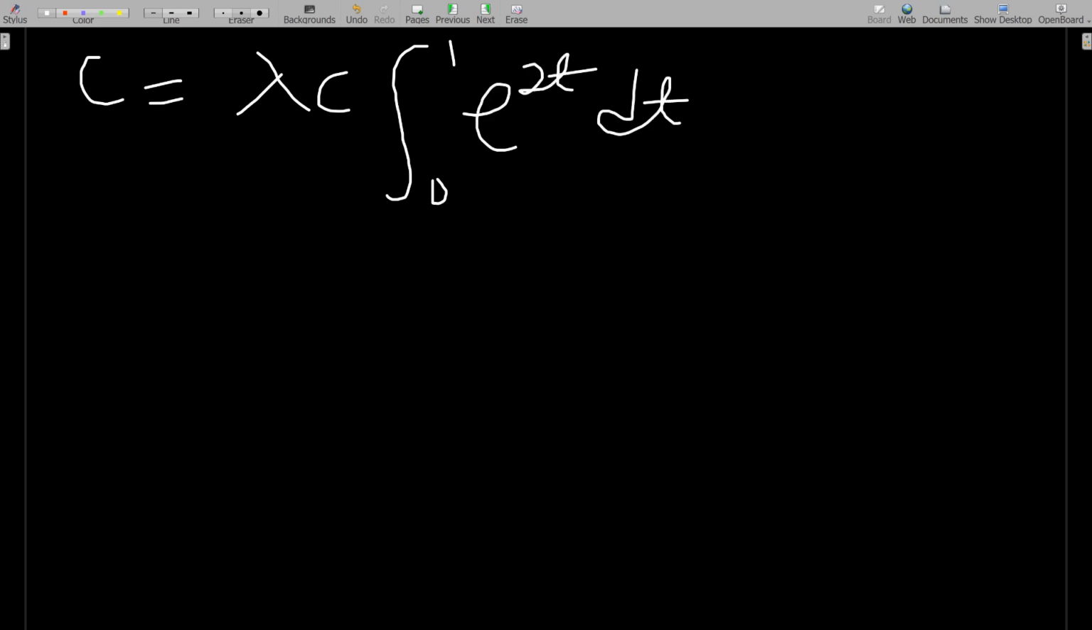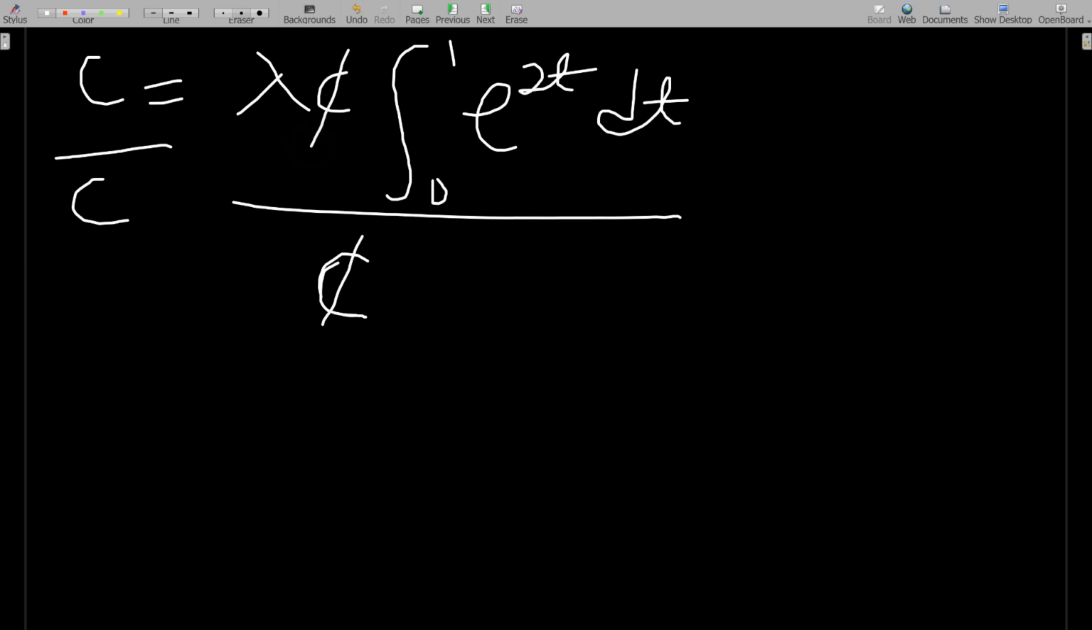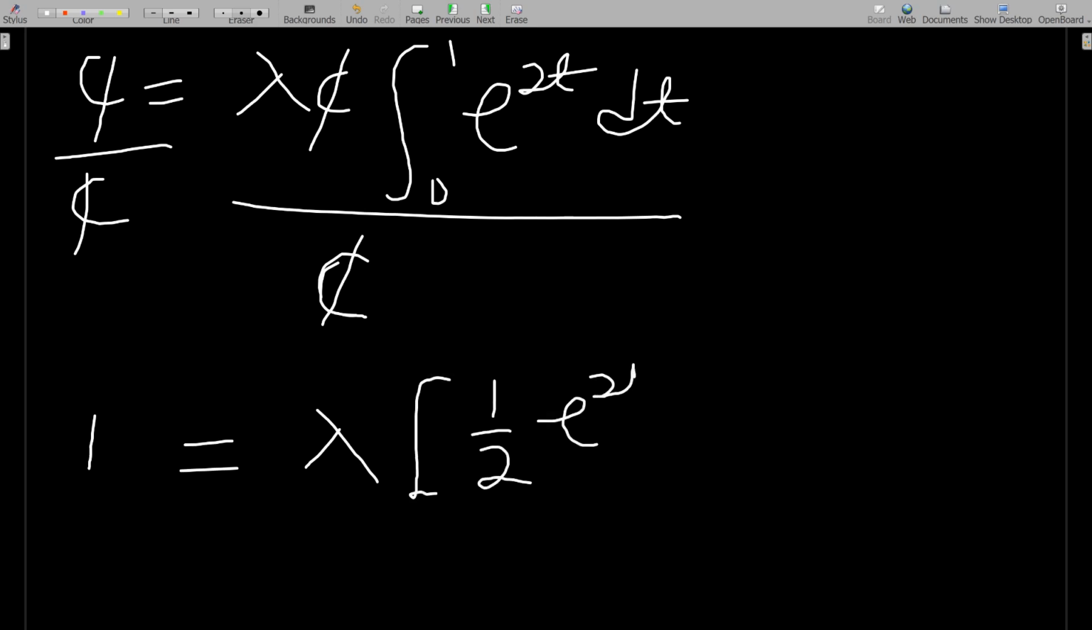Then you see c is on both sides, so we can divide through both sides of the equation by c. On one side c divided by c is 1, so I have 1 equal to lambda times the integral from 0 to 1 of e to the 2t dt, and we'll get half e to the 2t again.